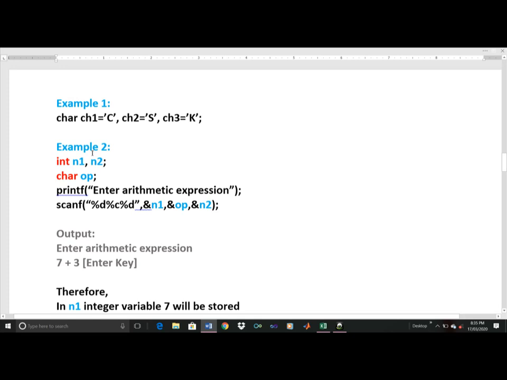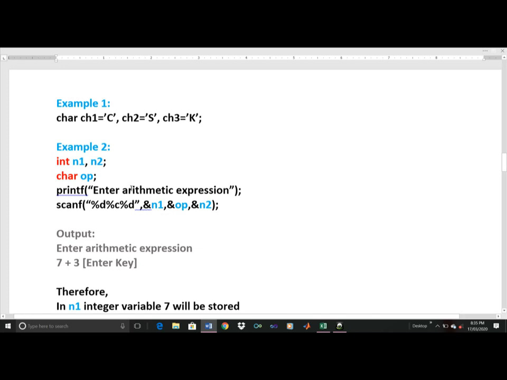Look at the second example. Here I have 2 integer variables n1 and n2 and one character variable, that is OP. For example, I am writing a computer program to read an arithmetical expression to operate according to the entered operator. I would like to store the first value in n1, the operator I will store in OP, and I store the second value in n2. n1 and n2 are integer variables, whereas OP is a character variable. That means OP will hold the character.